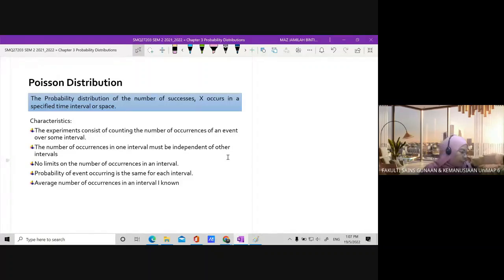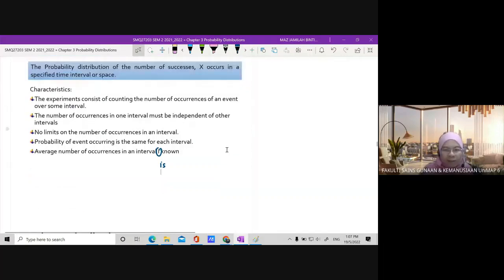Finally, the average number of occurrences in an interval is known. So the mean is actually known, meaning you know the average number of occurrences. That will be the characteristic of a Poisson experiment, or what we call the Poisson distribution. Any question, class, for this?